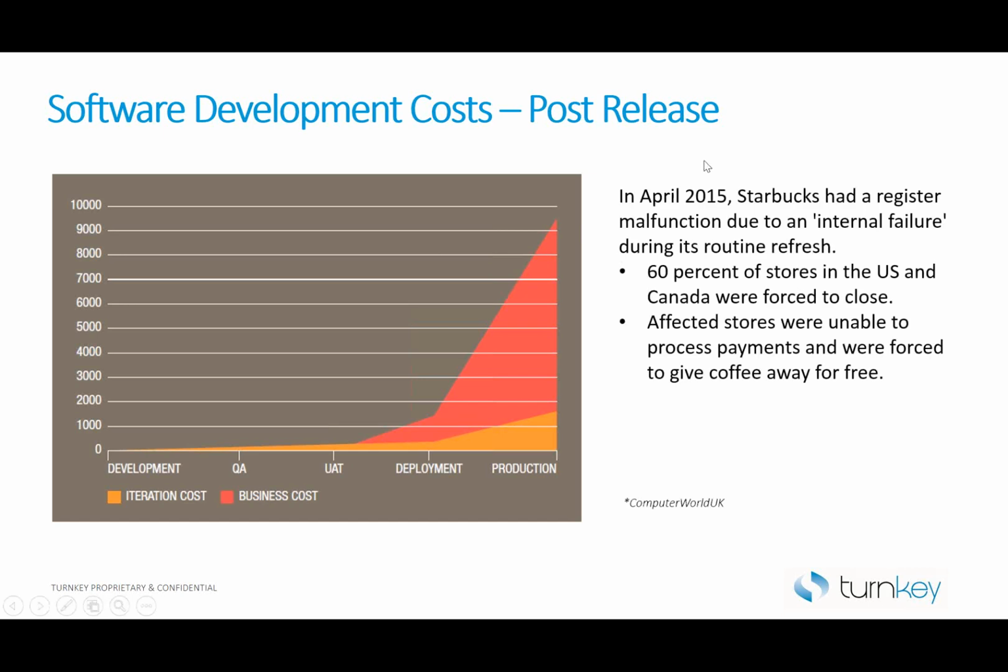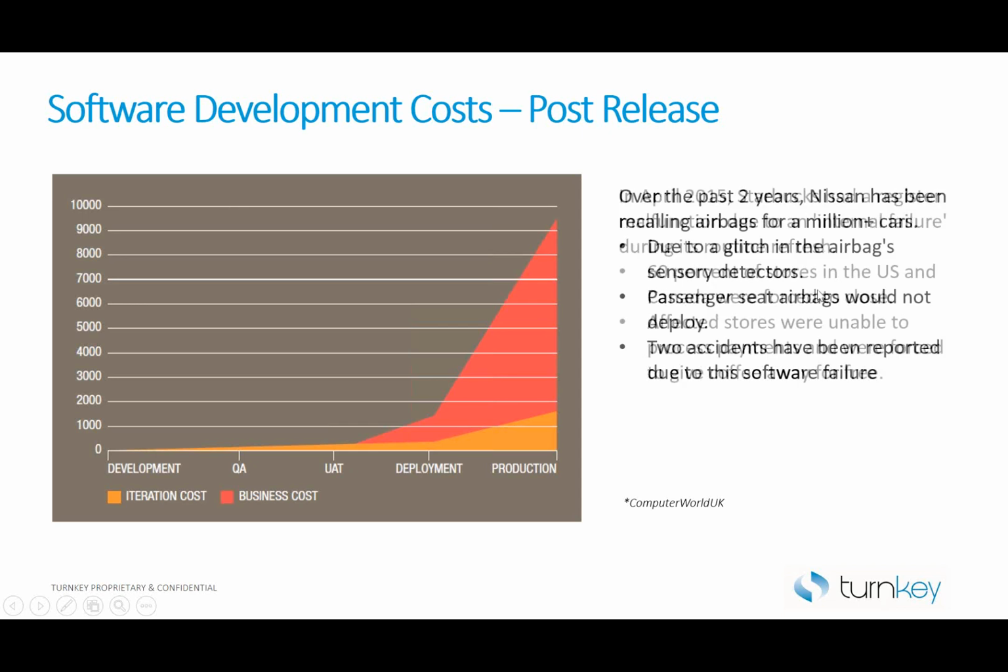in April of 2015, Starbucks had a register malfunction due to an internal failure during a routine refresh. Over 60% of their stores in the US and Canada were forced to close, and the stores that remained open were unable to process payments and were forced to give coffee away for free. Over the past 2 years, Nissan has been recalling airbags for over 1 million cars due to a glitch in the airbag sensory detectors. Passenger seat airbags would not deploy. So far, 2 accidents have been reported due to this software failure.